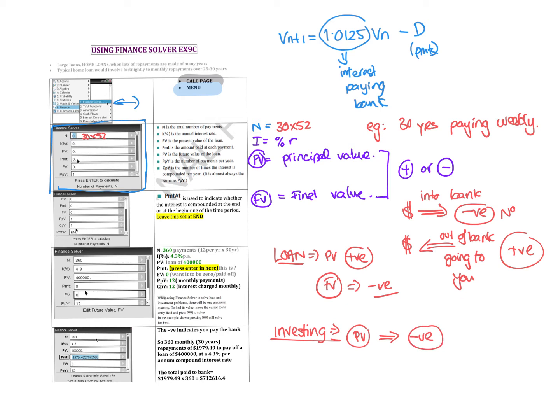And what happens when you have an investment? Sometimes you can have an investment and you might take money out to use it. So you might say, I'm investing this, but I'm going to give myself a regular payment. That would be coming back out to you, and then it's positive.